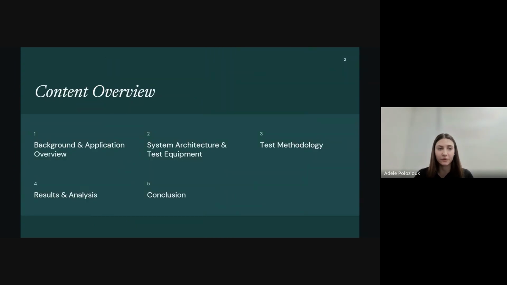So quick content overview, I'm going to talk about the background, system architecture, test methodology, my results and analysis, and lastly, my conclusion.